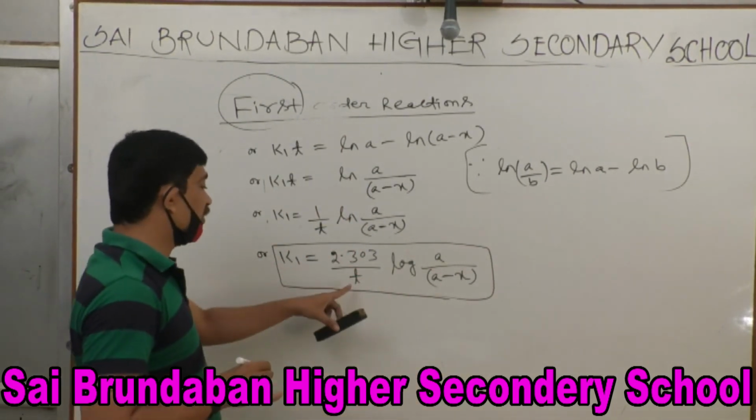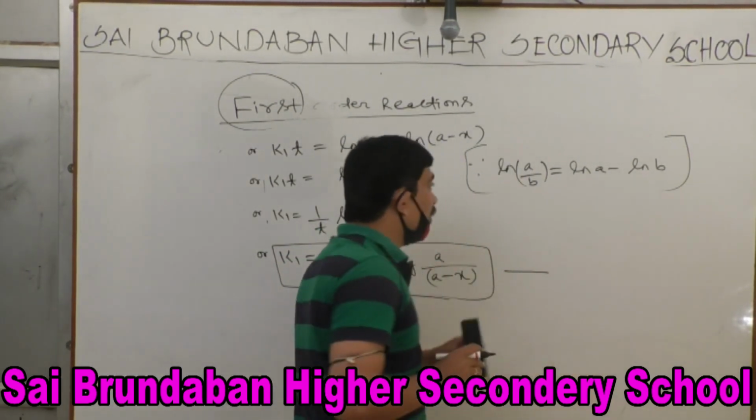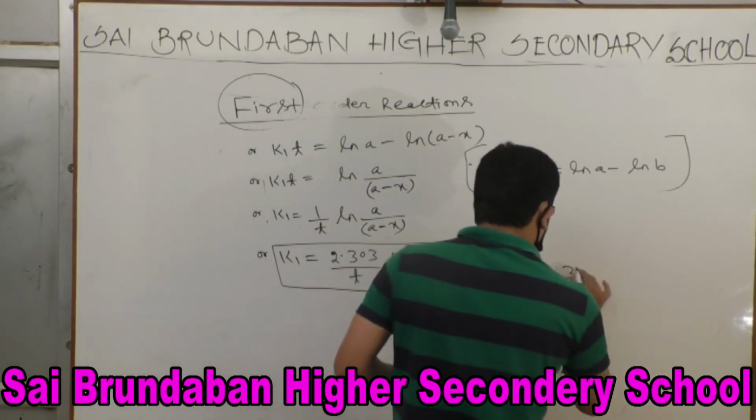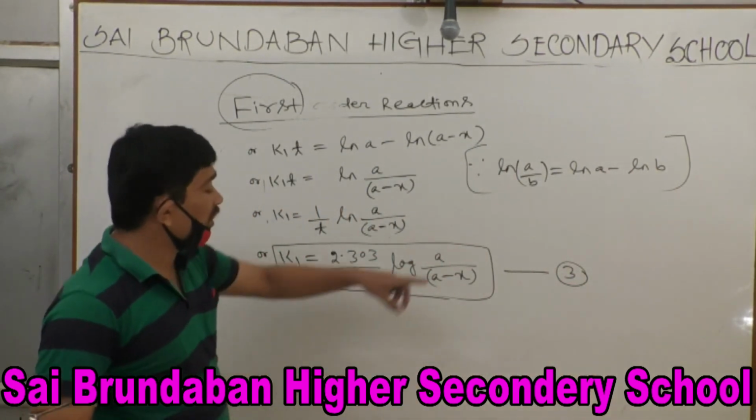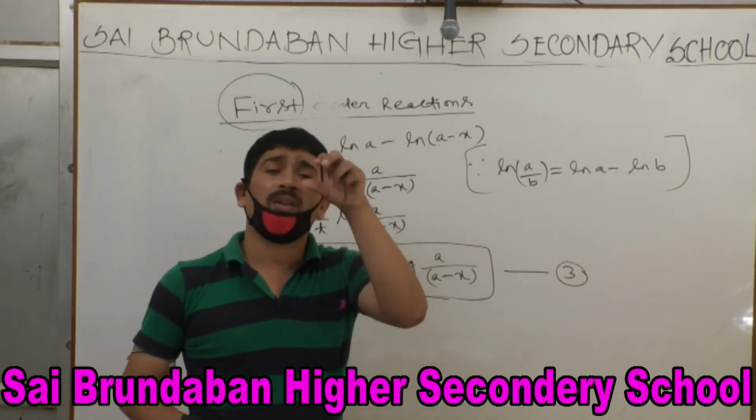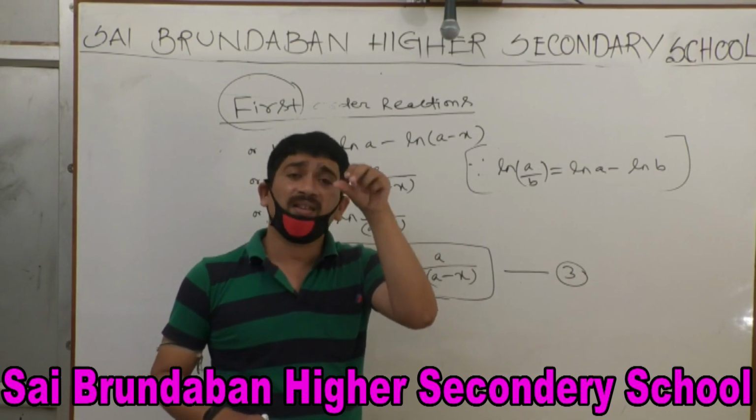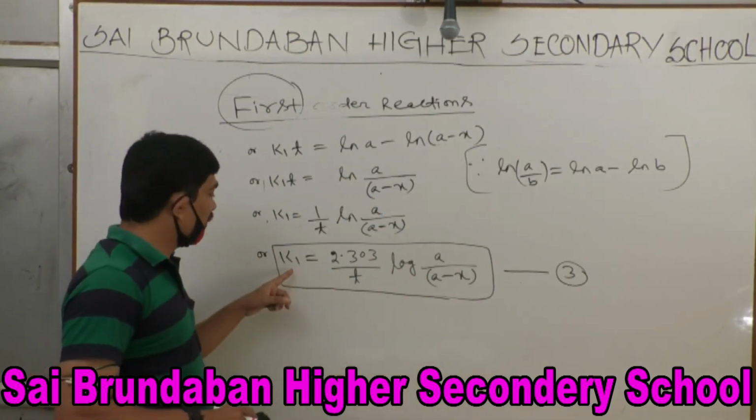k1 equal to 2.303 by t log a by a minus x. This is equation number 3. So equation 3 is the desired or required equation to calculate the value of rate constant for first order reaction. So this is the derivation.